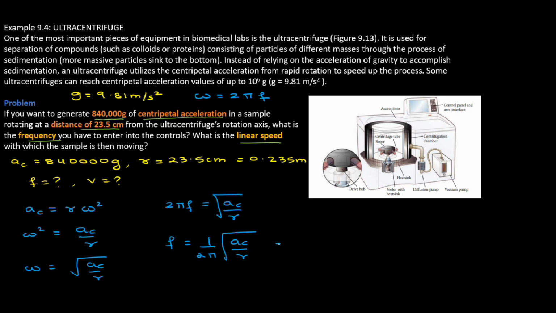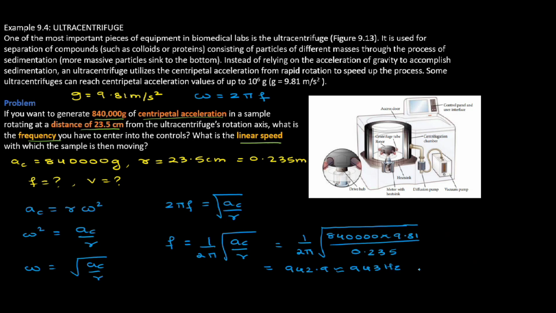Now I can substitute the values as 1 over 2 pi square root. AC is 840,000 times g. The value of g is 9.81, over R, which is 0.235. And when I solve this, I get my frequency as 942.9, which is equivalent to 943 Hertz. The unit of frequency is Hertz, which you can also write as 943 per second.